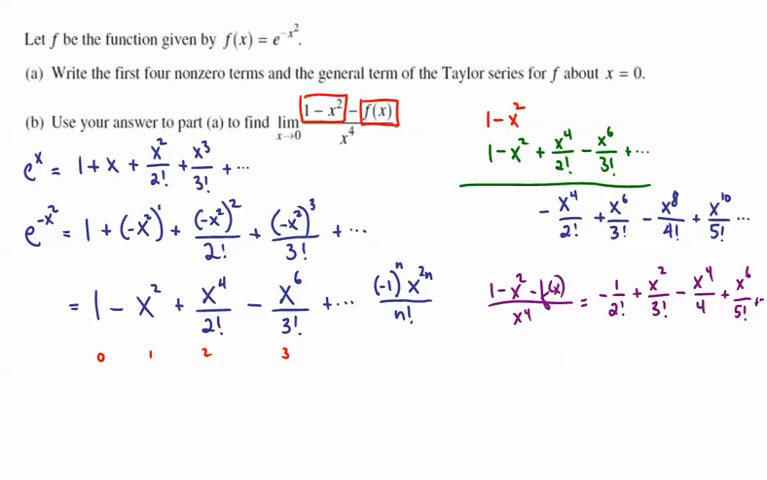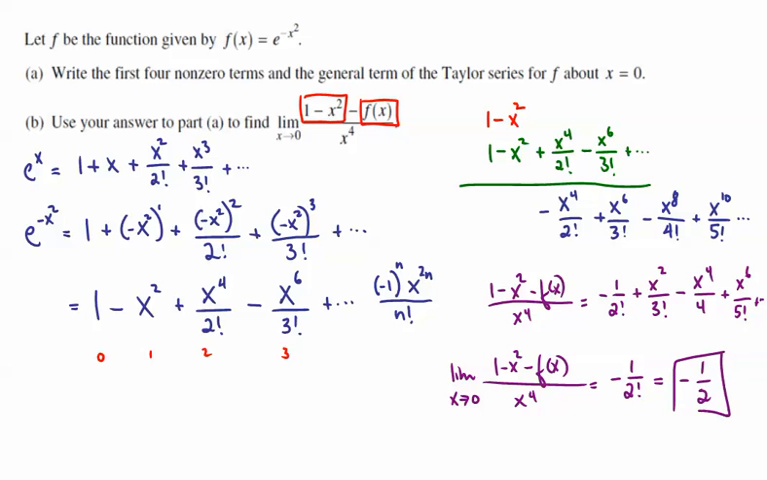Now, what we want even more than that is the limit as x approaches 0 of 1 minus x squared minus f of x over x to the 4th. And all we want to really do there is let all the x's go down to 0. And as all the x's go down to 0, we're going to be left with negative 1 over 2 factorial, which is simply negative 1/2.